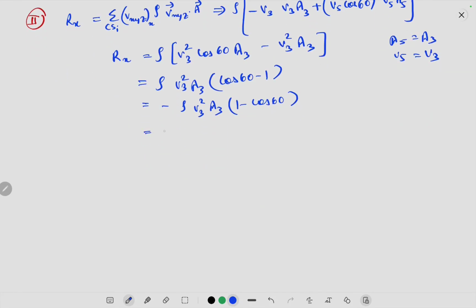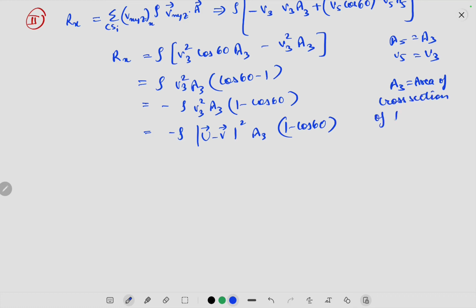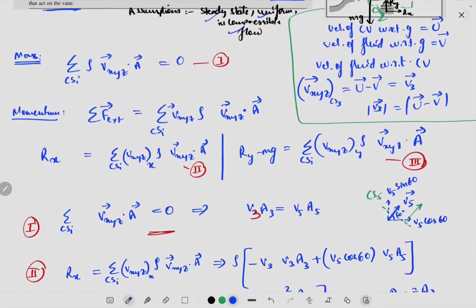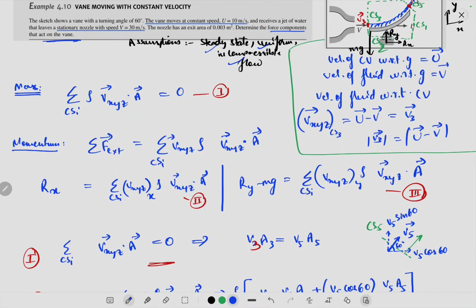Okay, so this is minus rho (u minus v) square A3 (1 minus cos 60), and this area A3 is the area of cross section of the nozzle. So the velocity, let me again check this. If the velocity of CV with respect to ground is u and the velocity of fluid with respect to ground is v, then the velocity of fluid with respect to the CV will not be u minus v, it will be v minus u.